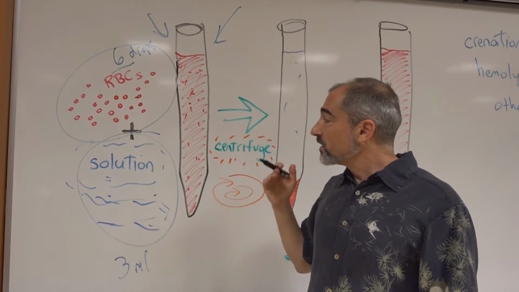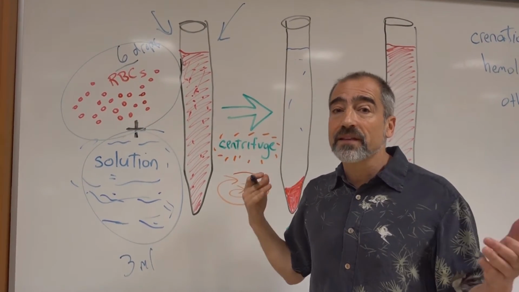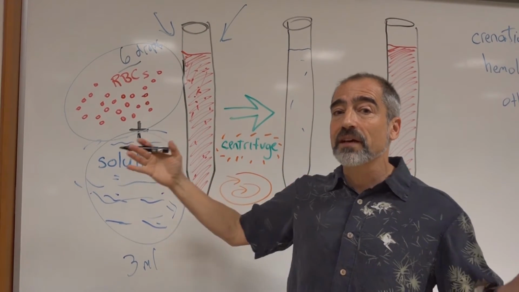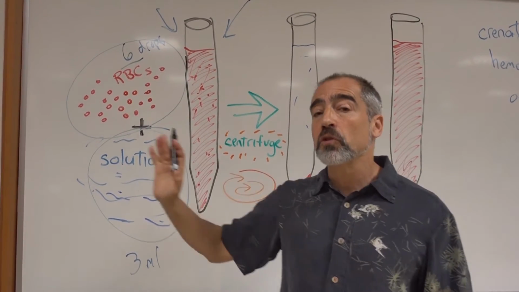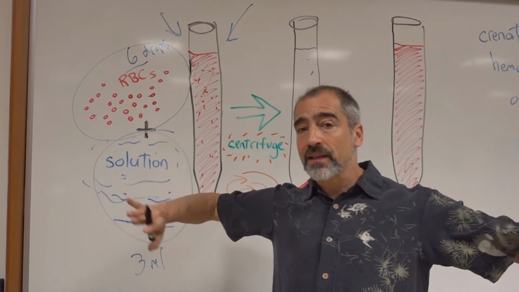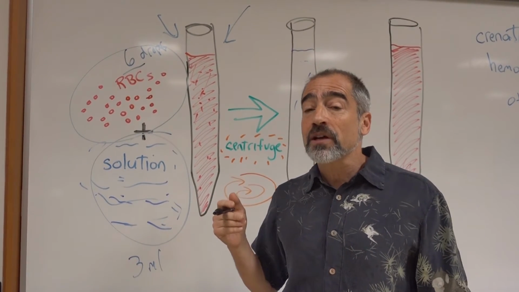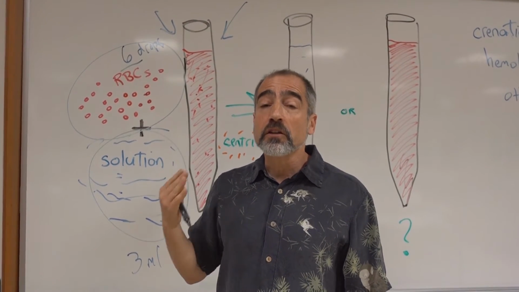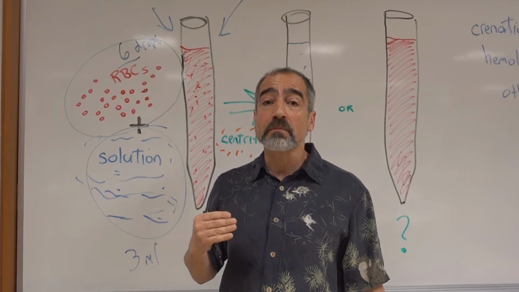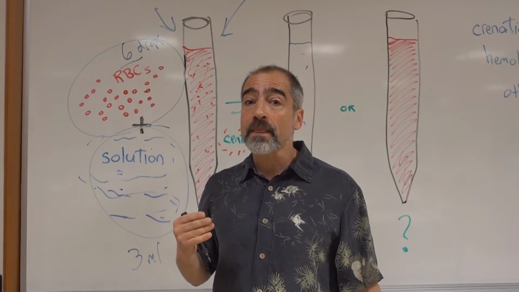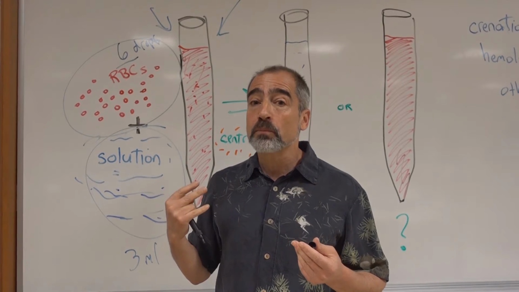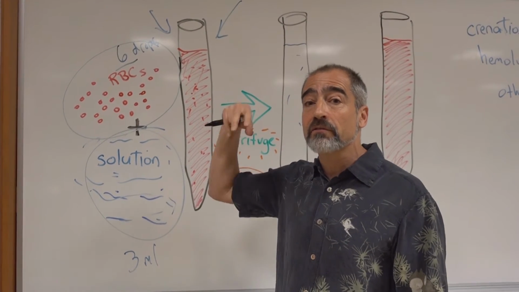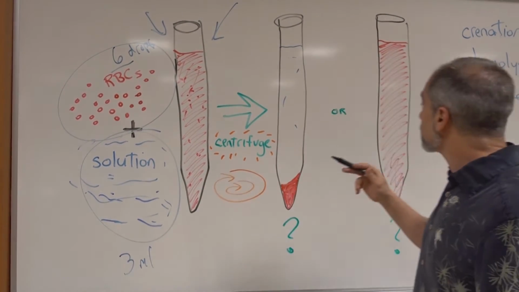And there are a few things that could happen. The cell could just hang out and be happy, or water might move into the cell, or water might leave the cell. For each of the 9 test tubes, you need to come up with a hypothesis before you start the lab. And to come up with a hypothesis, you need to think about 2 important things about the solution that the red blood cell is going into.